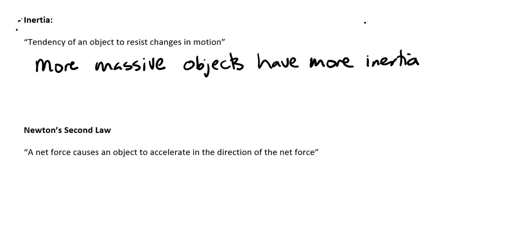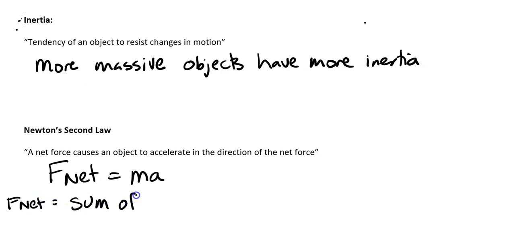Cool. Okay. So now let's talk about Newton's second law. Newton's second law is simply that a net force causes an object to accelerate in the direction of the net force. There's oftentimes a big equation that we use to represent Newton's second law, and that good old equation is just F net equals ma. And again, F net is going to be the sum of all the forces acting on something.